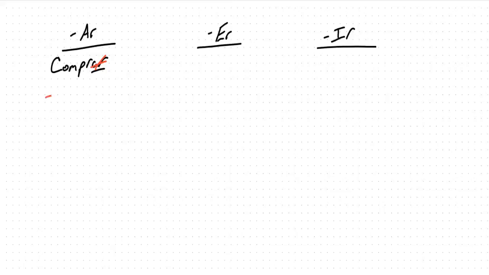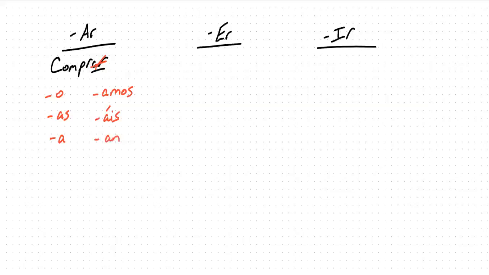Those endings are O, AS, A, AMOS, AIS with an accent over the A, not the I. A lot of you are putting the accent on the I. You want to put it over the A. And then the last one is AN.